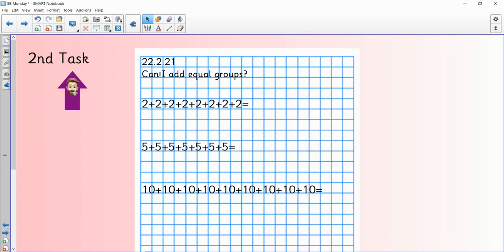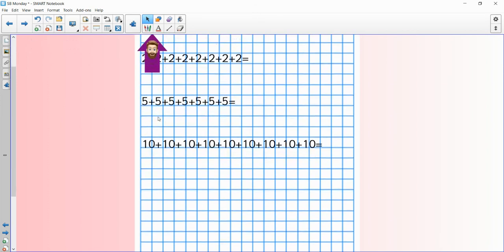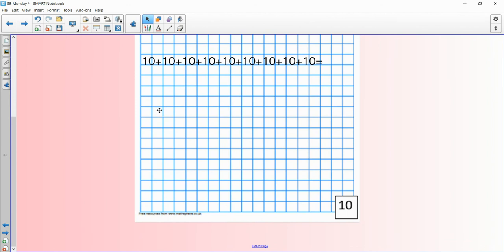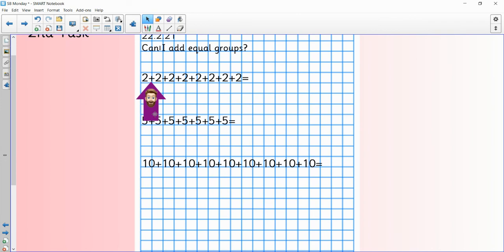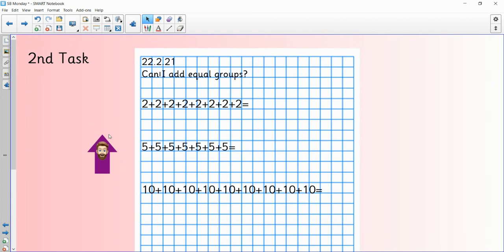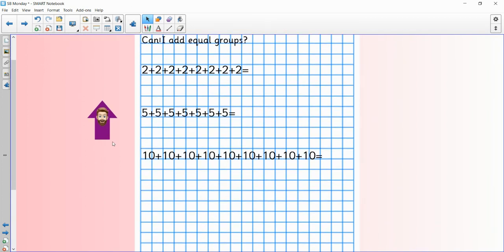Right, your second task, okay? I want you to write the date and the learning question on page 10, okay? Page 10. And then you're going to copy these three repeated additions into your book, and you're going to work out the answer by counting in twos, work this one out by counting in fives, this one out by counting in tens. Do not draw any pictures because you can count in twos, fives, and tens. That's your second task today, which I want you to do now.